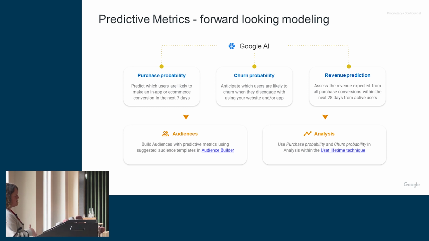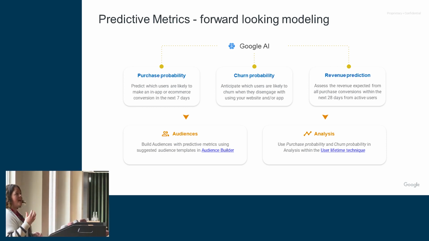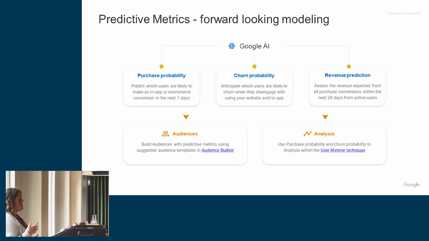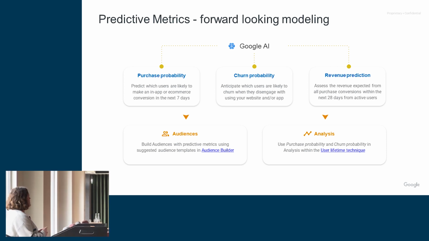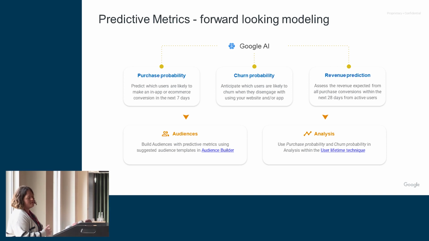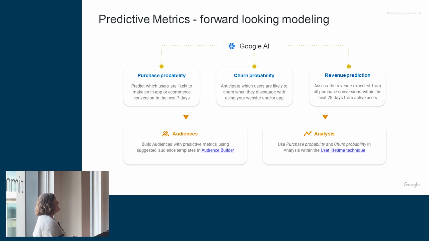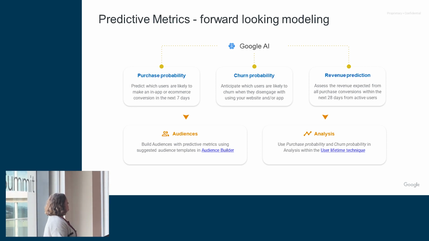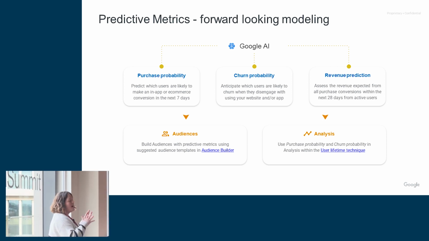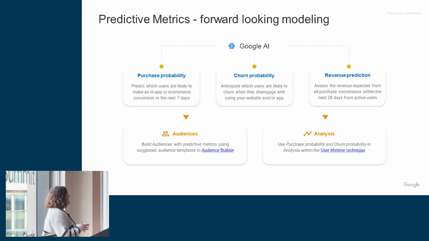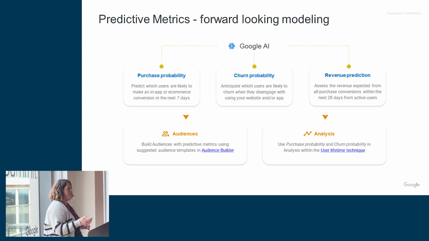Revenue prediction, again, does what it says. You can set a certain amount to say, hey, anyone that you think is going to spend over £100 on my site, please target those because they're high value customers that I really want to go after. And this can also be used in analysis. So in the explore section of the tool, where you can do your more ad hoc drag and drop reporting, these metrics are available in there as well.